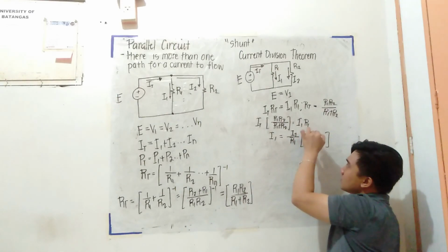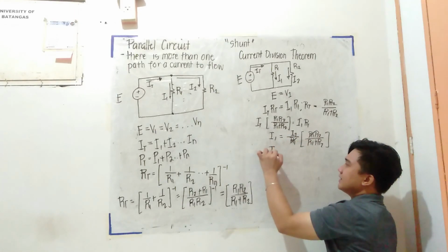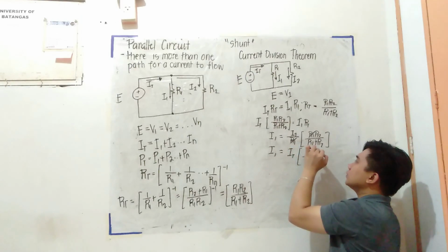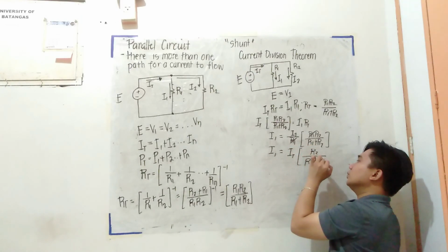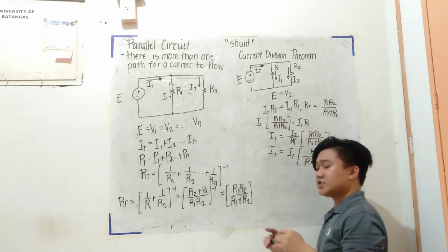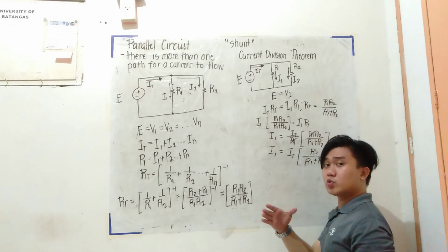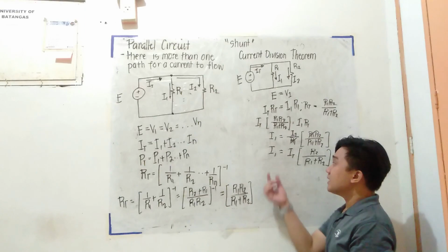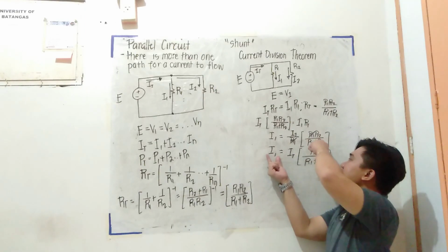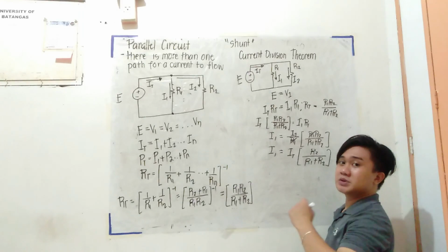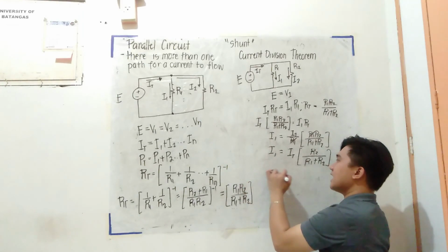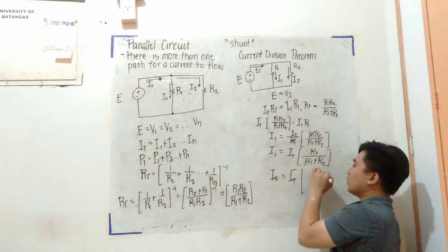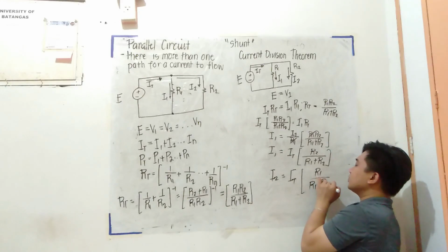As you can see, makakancel lang yung R1 and si I1 ay equal lang sa I total times R2 all over R1 plus R2. Kung kanina sa voltage division theorem, kapag V1 yung kinukuha ko, ang resistor sa taas ay si R1. Pero sa current division theorem, si I1 ang kinukuha ko, ang nasa numerator ko ay si R2. So, similarly, kung gusto kong kuhain si I2, that is equal to I total, tapos ang numerator ko ay si R1 over R1 plus R2.